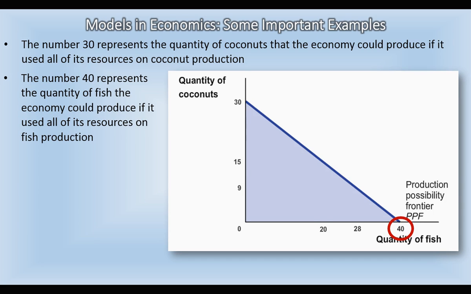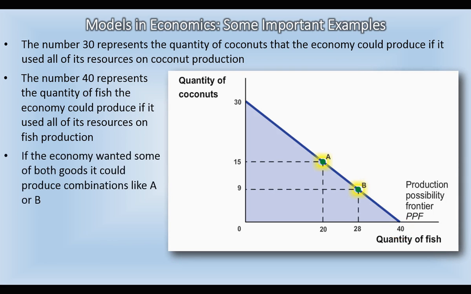Similarly, the 40 down here is the x-intercept, right? This is the x-axis, so this is the x-intercept for the production possibility frontier, and it represents the most fish that can be produced if you produce only fish in this economy. So if you produce no coconuts, then you can produce 40 fish by using all your productive capacity to produce fish.